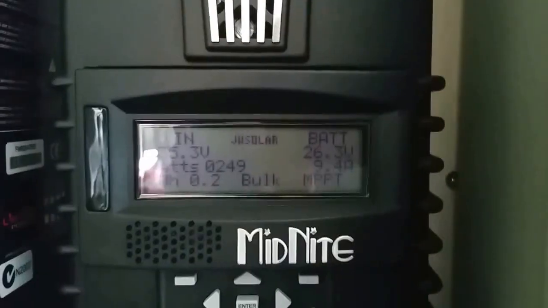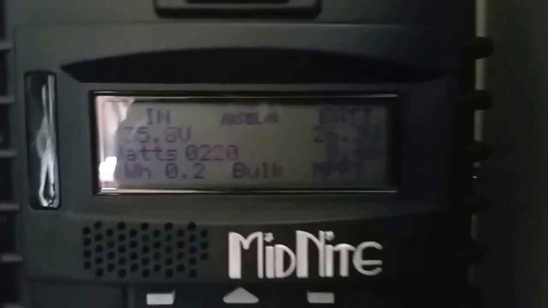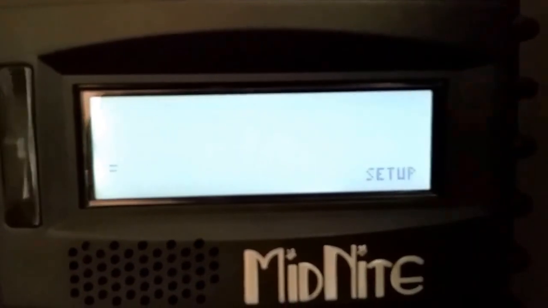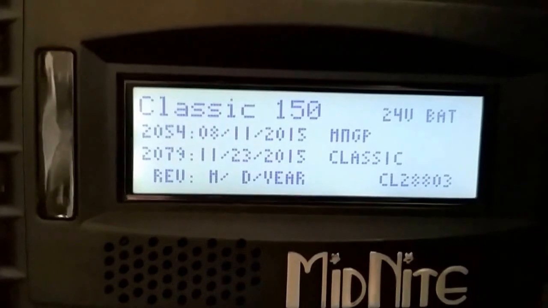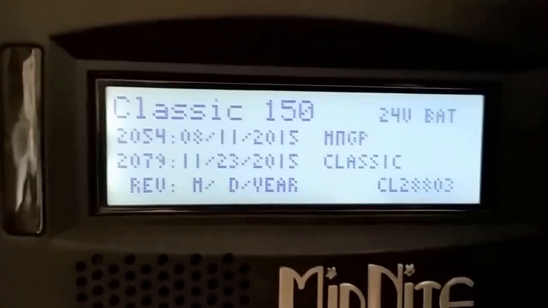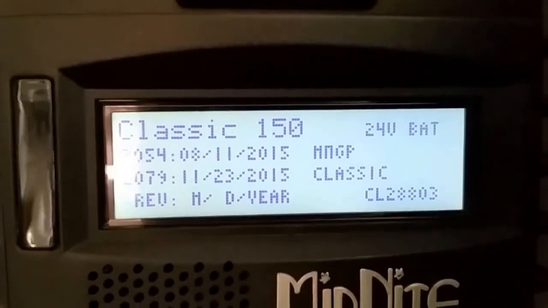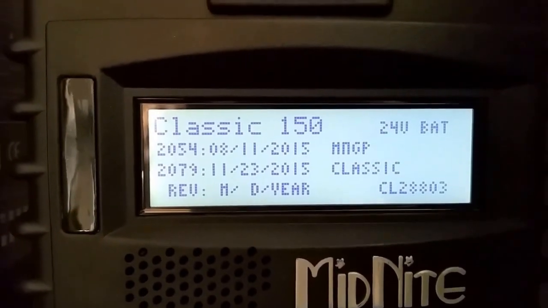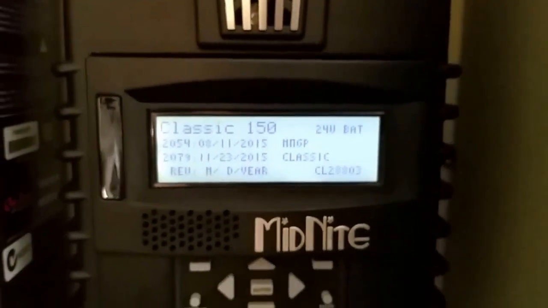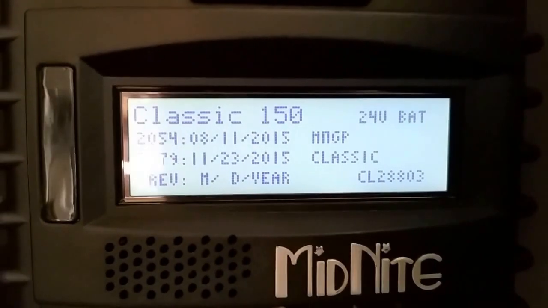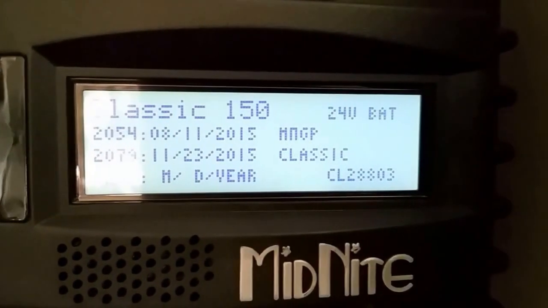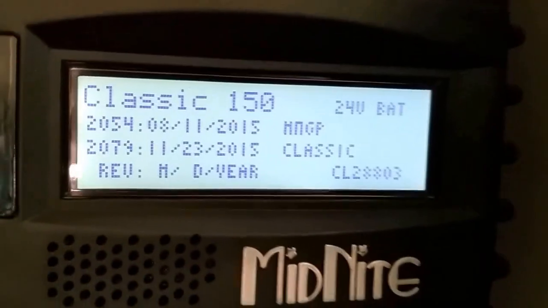There's the system again. We're talking about the classic here. If you want to find the version software you have, you're going to go into the status here and push the status. Just keep pushing, and it's going to show you here. There we go. That's how you check the version of the firmware or software you already have. So the MNGP currently is a 2054, and the classic is supposed to be a 2079. So revision year, month and year, date, and there is also 28803. That's the latest one right now. Probably next week they have a new one coming out.